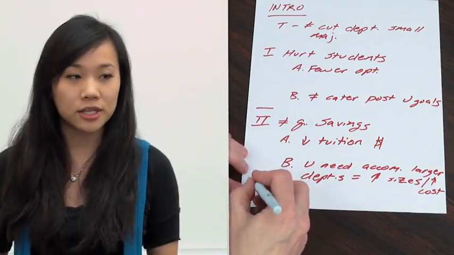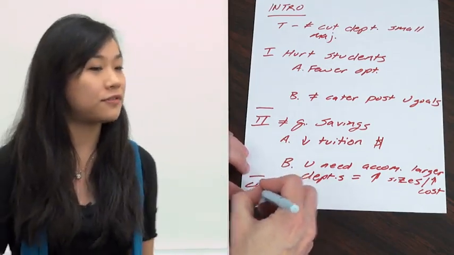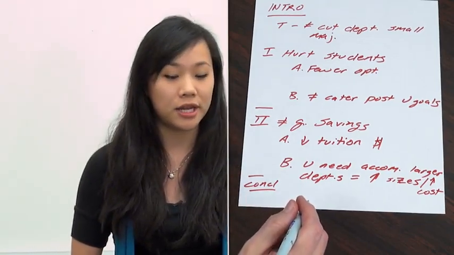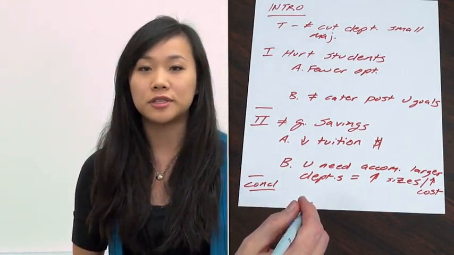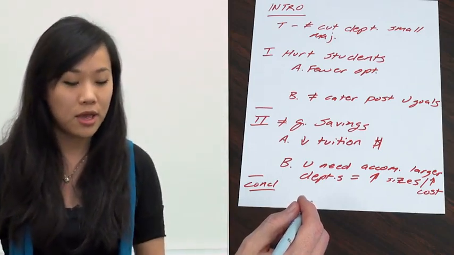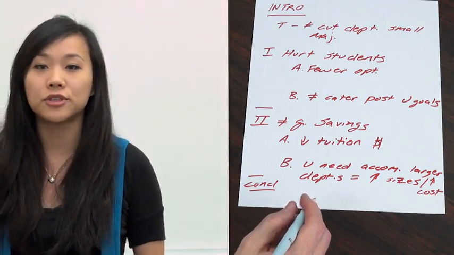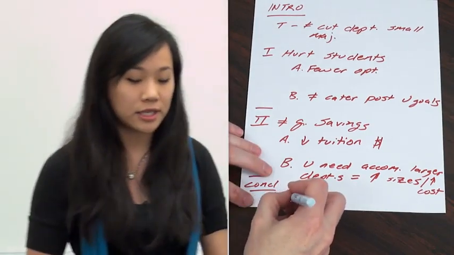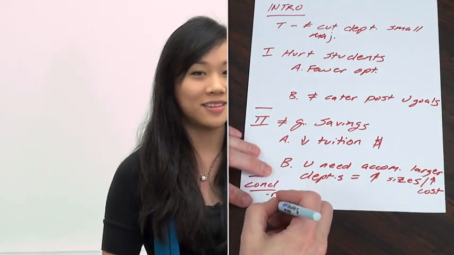And so in conclusion, universities need to find a better way to save money. Cutting these small departments and small majors simply isn't a beneficial option for anyone. Firstly, because it is harmful for students, and secondly, because it does not guarantee savings.